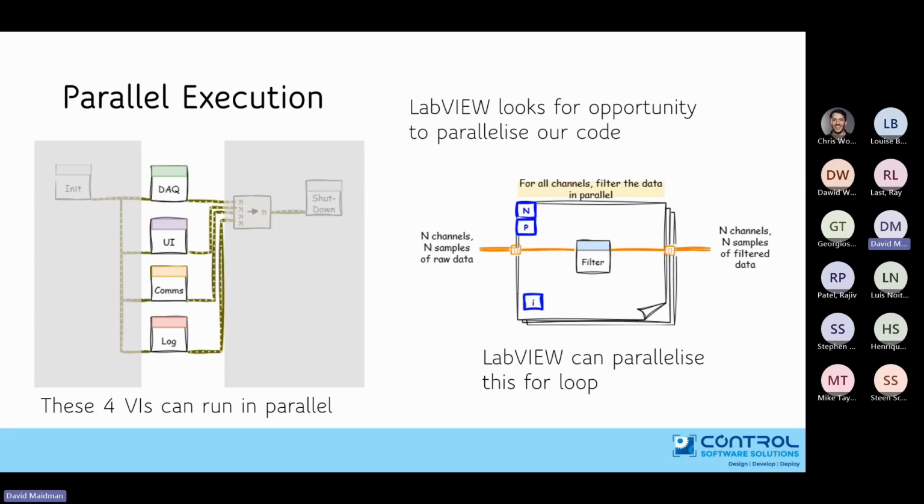I think actually if it can't parallelize a loop because it uses a shift register, for example, I think that results in a compile error now, so it won't let you do it. The only exception is that you can create a shift register for your error, and then LabVIEW is smart enough to know that it's going to merge all the errors at the end, so it'll let you do that.